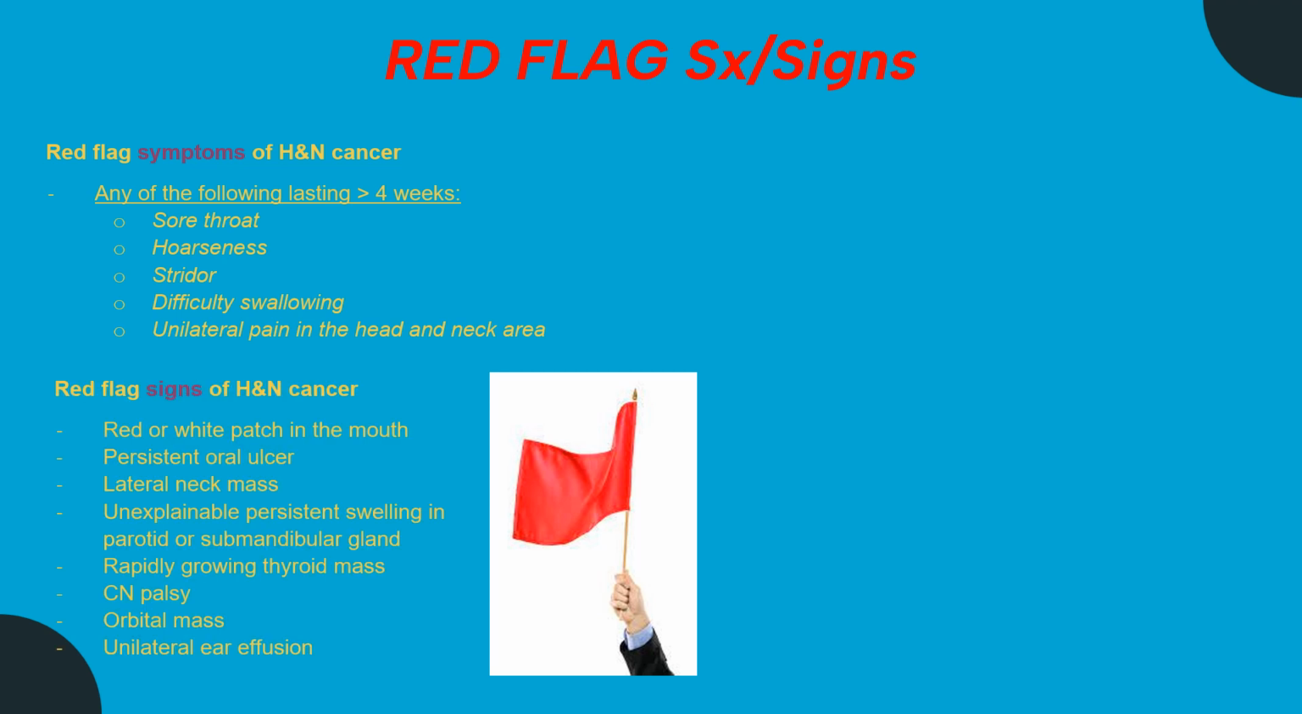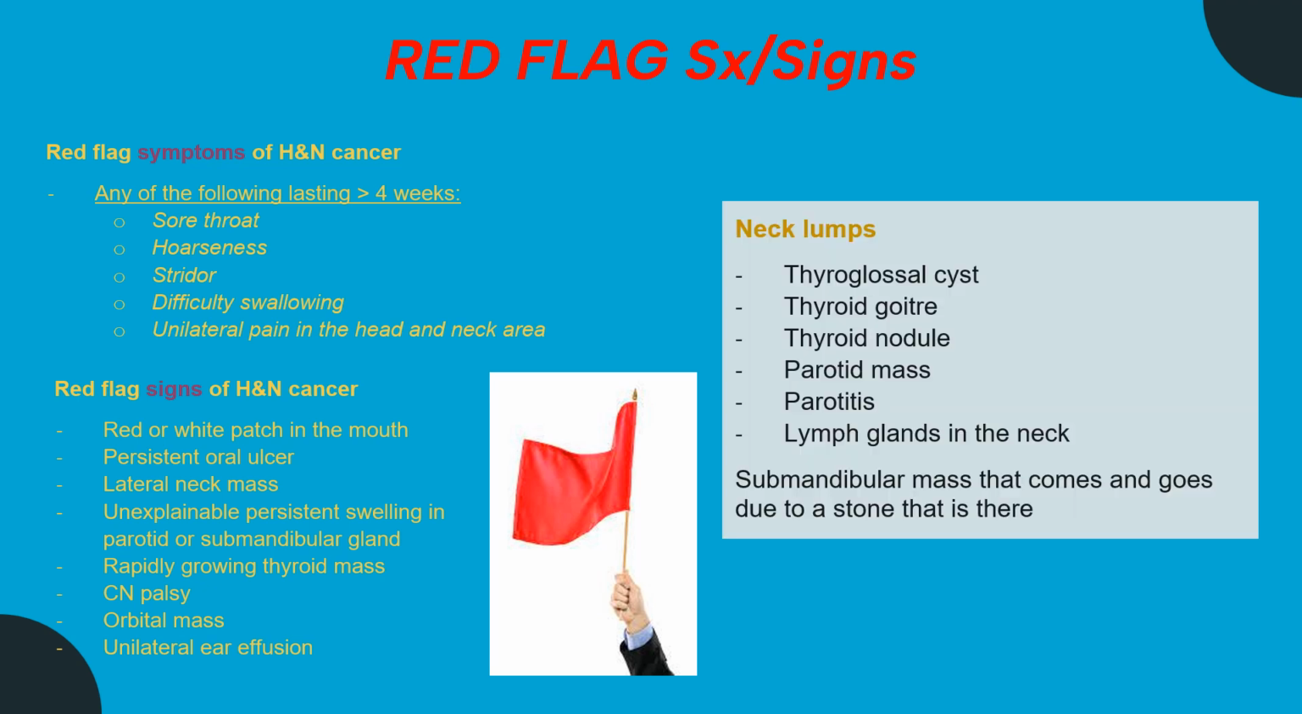In terms of the signs that you will see, so not symptoms but signs, it's having a red or white patch on the mouth, a persistent oral, for example, an abscess ulcer, a unilateral neck mass, unexplained swelling in the parotid or submandibular regions, rapidly growing masses, if they're having any signs of any mass effect like a cranial nerve palsy, orbital mass, or even if they have a unilateral ear effusion.